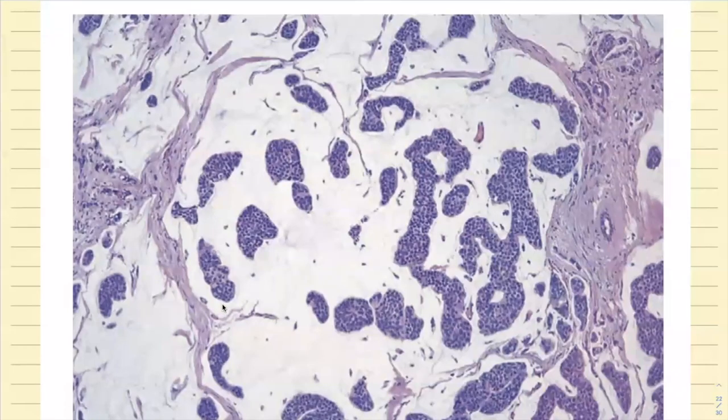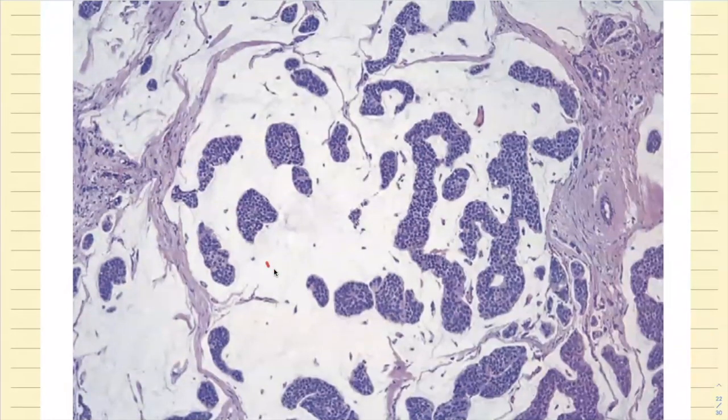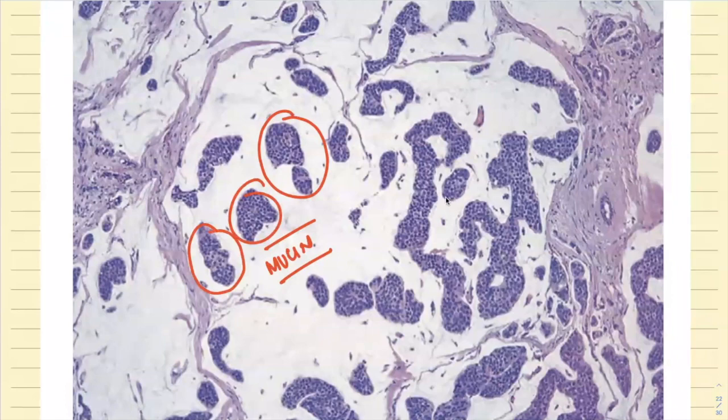This is the second diagram, the same high power view. This whole area is mucin positive. And if you can appreciate, these are the tumor cells. These are the breast tumor cells which are producing the mucin.